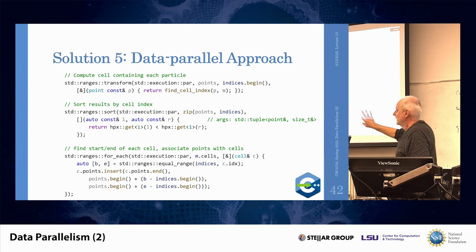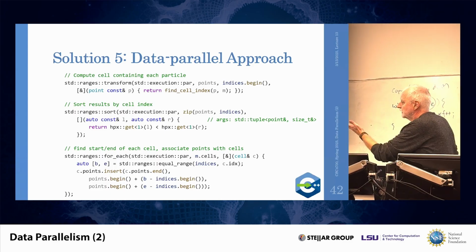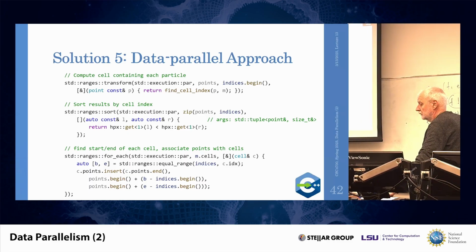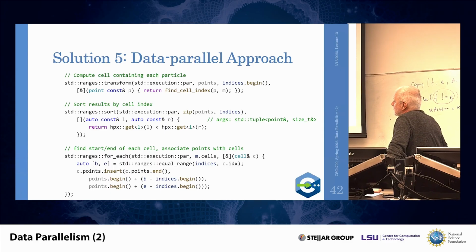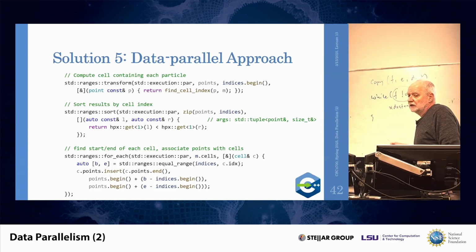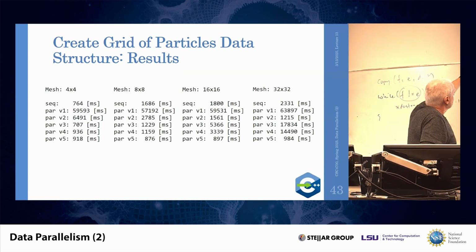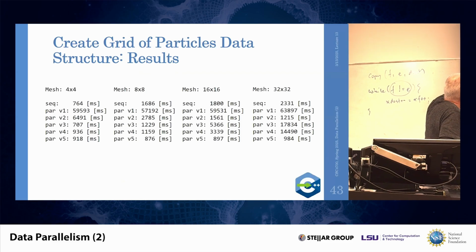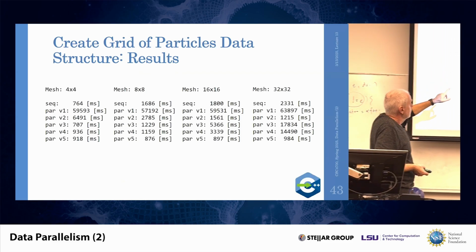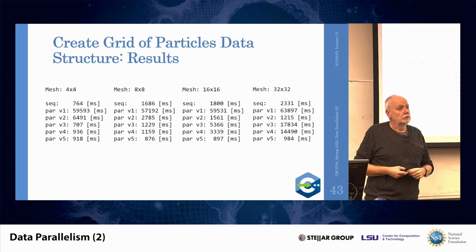This is really technicalities, has nothing to do with data parallelism. I wanted to show it anyway, so please go back to the code if you want to have details. Just for brevity reasons, I'm not going to explain it. But what I want to do is to give you timings. What I did is I ran all the 6 versions, the sequential and the 5 parallel versions of the algorithm on 4 different meshes. 4 by 4 elements, 32 by 32 cells.